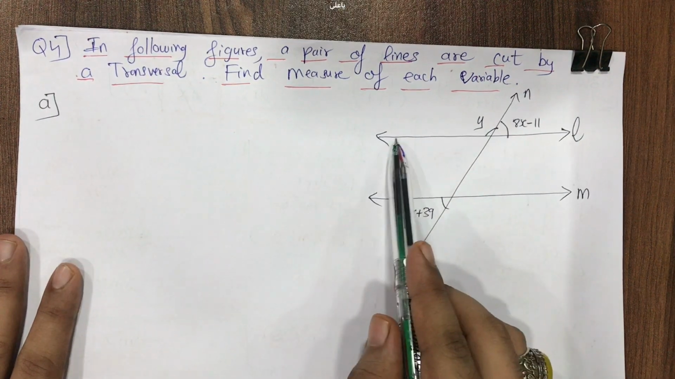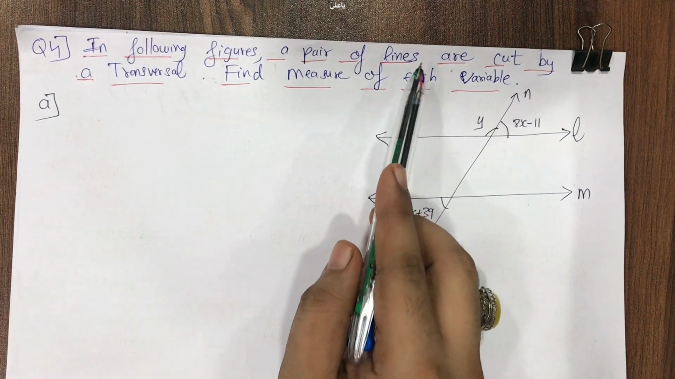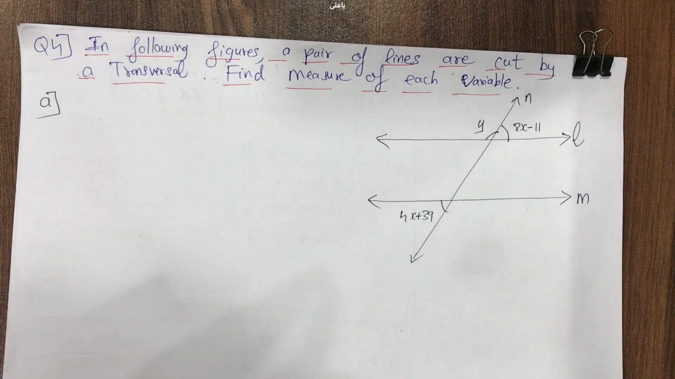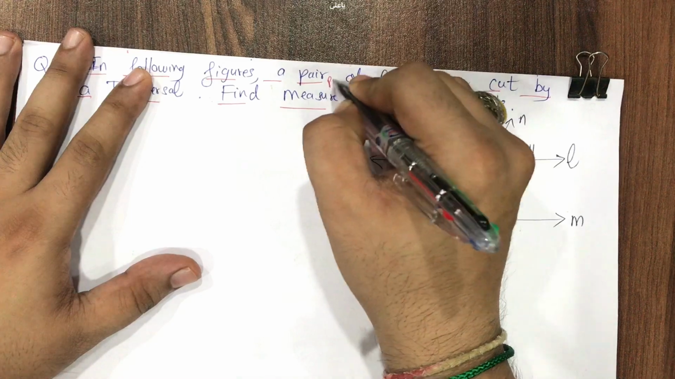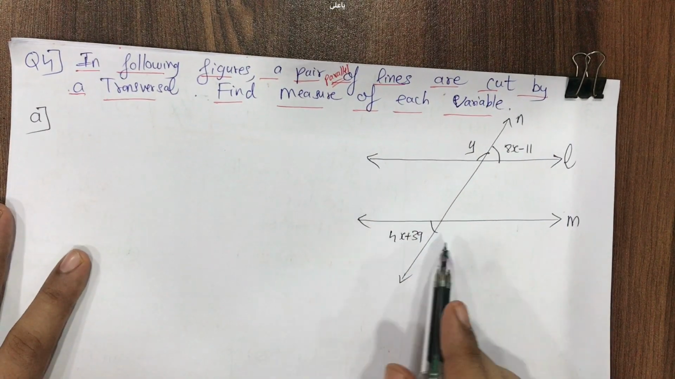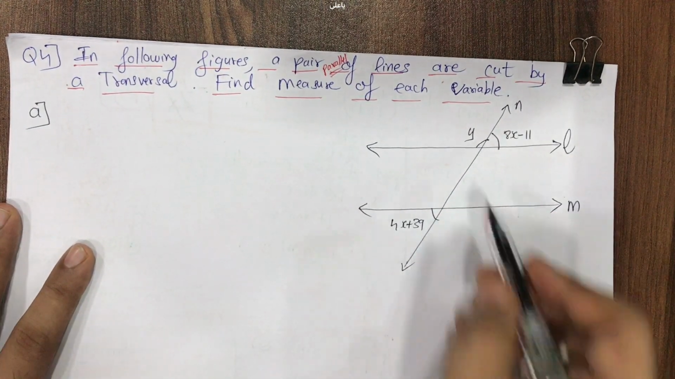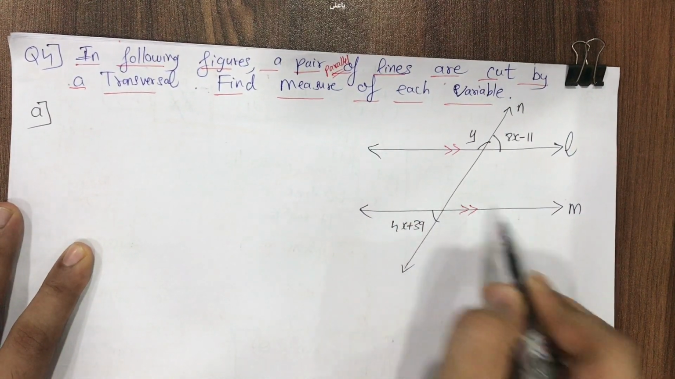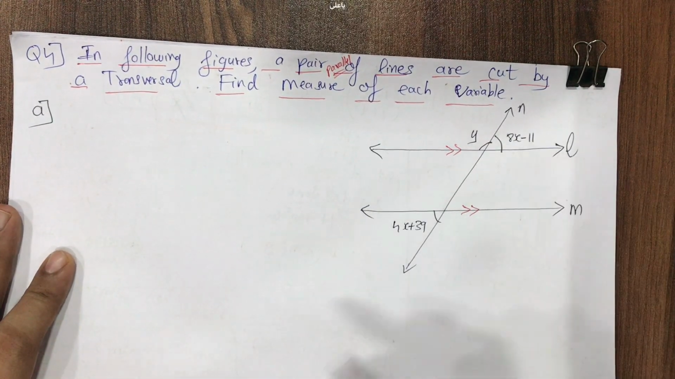A pair of lines, this line L and M are given. A pair of parallel lines are cut by a transversal. The word is parallel over here. The line L is like a transversal. These two lines are parallel to each other. They are not equal, parallel. And this is the transversal which cuts these two lines.